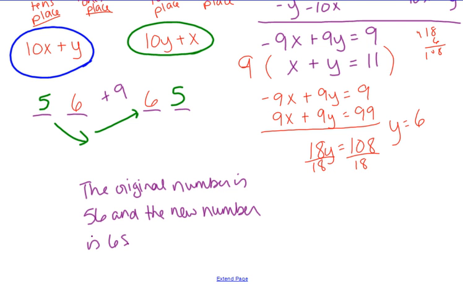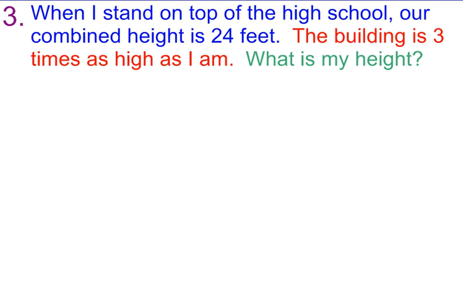Our last one then is going to feel like quite a break after that second one. When I stand on top of the high school, our combined height is 24 feet, meaning me and the high school. The building is 3 times as high as I am. What is my height? So I might draw a picture for this. Here's the high school. And here's me standing on top of the high school.